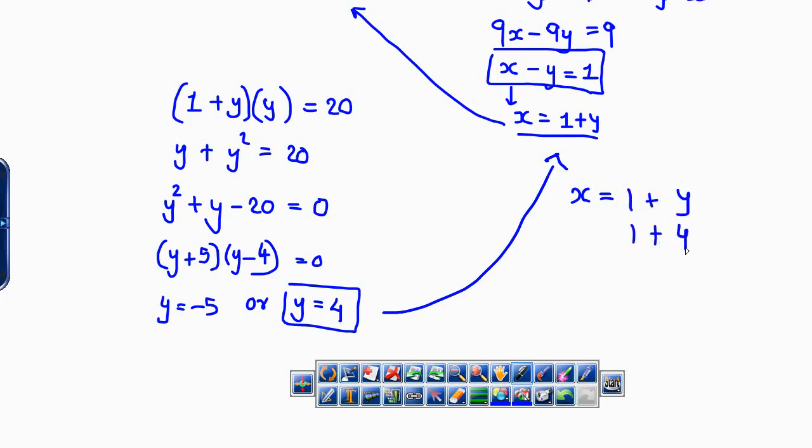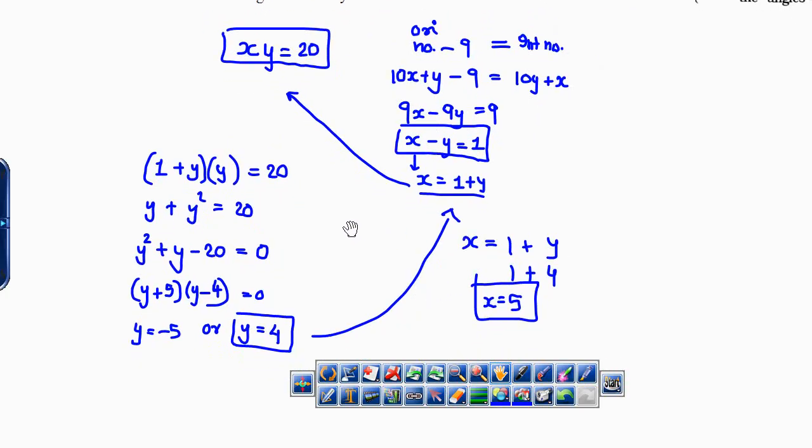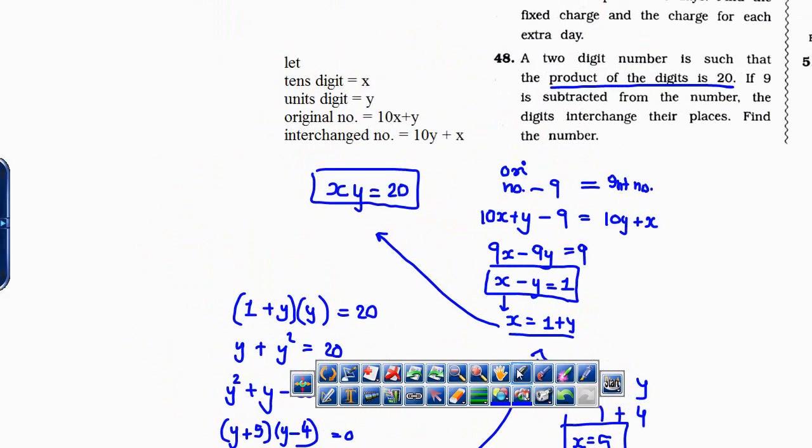But y is equal to 4, therefore x is equal to 5. x 5, y 4. Therefore, just finding x and y is not enough, the sum is still incomplete. x 5, y 4. Therefore the 2-digit number is 54. That's the final answer and it is correct.